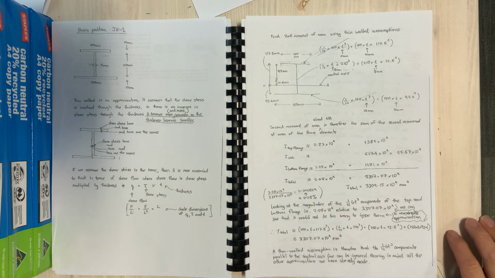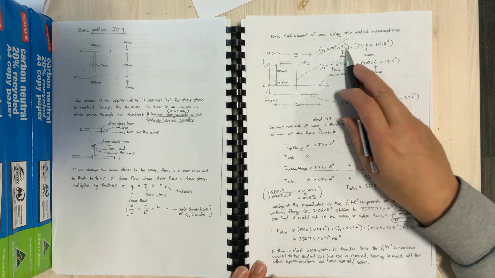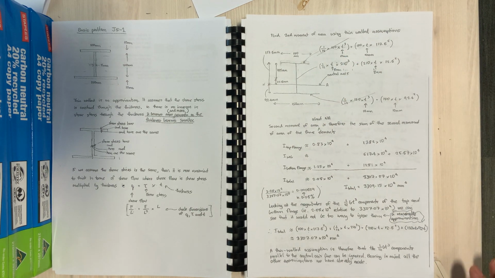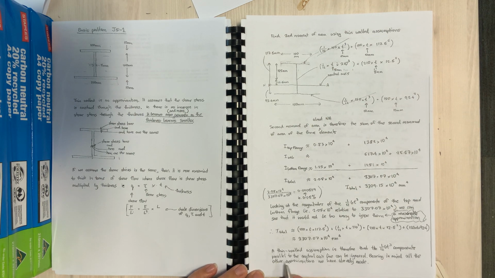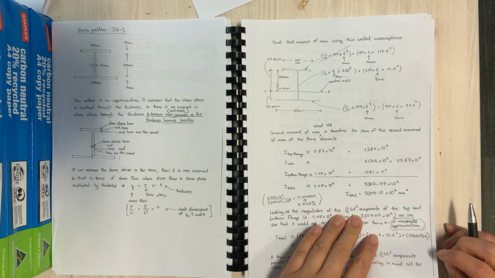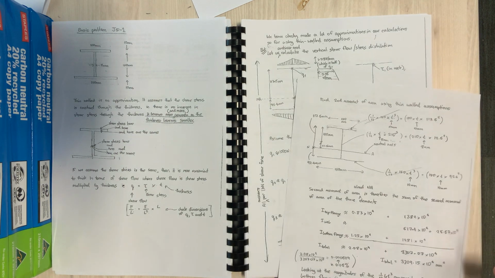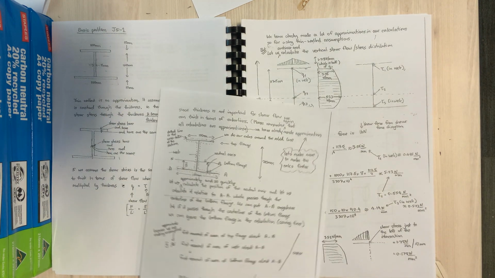So if you want to spend your exam calculating this, you're more than welcome to. You obviously won't get penalized, but you can see that it may not have much benefit in terms of getting a good answer in a design office. A thin wall assumption, therefore, is that the 1 over 12 bt cubed components parallel to the neutral axis line can be ignored, bearing in mind all the other approximations that we have already made in deciding to use thin walled.